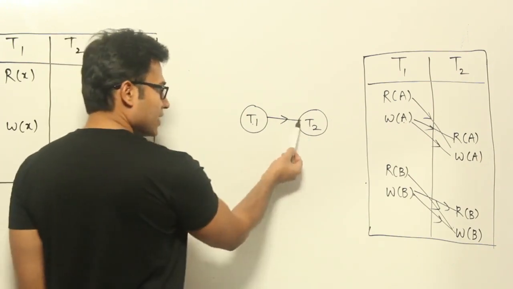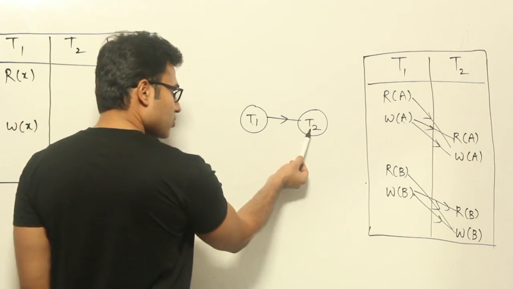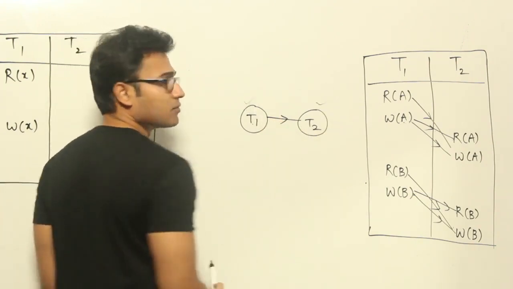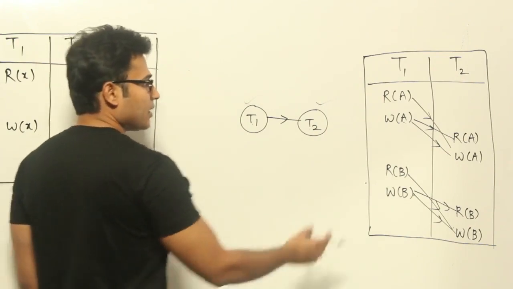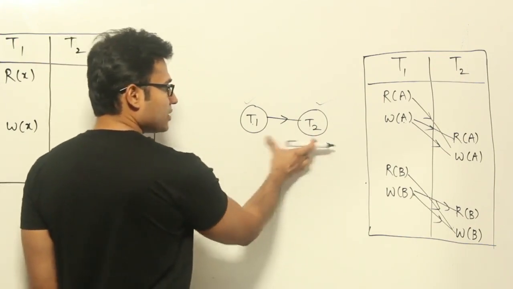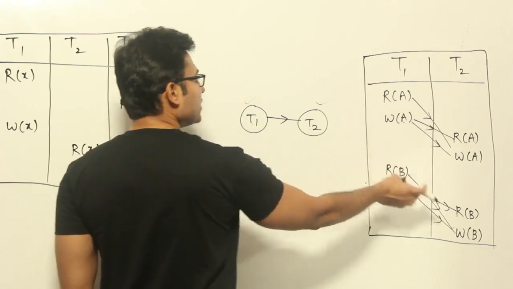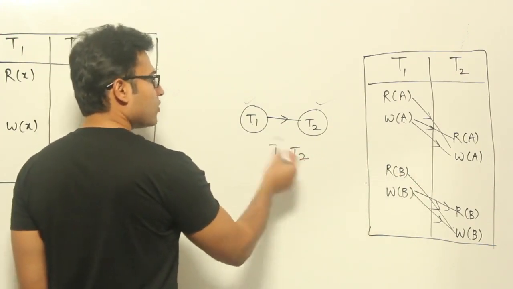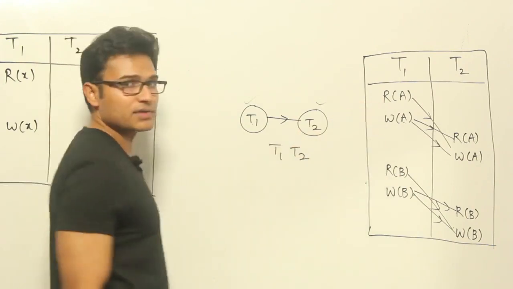If you look at this arrow, it is specifying that T2 is depending on T1, therefore you are supposed to finish T1 first and then T2, right? Which means if you compare this particular schedule with the serial schedule T1 followed by T2, then also you would get the same kind of conflicts. That is the meaning of it.